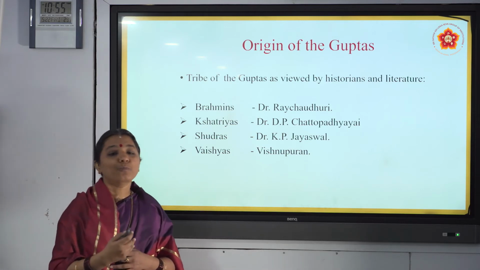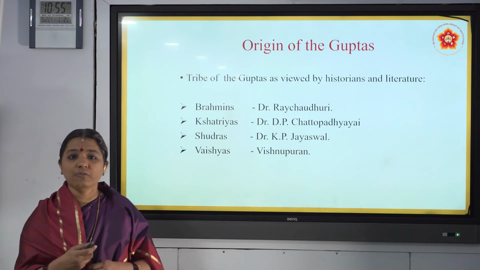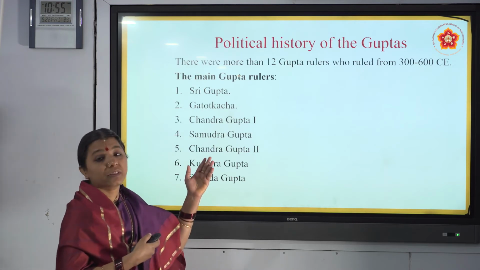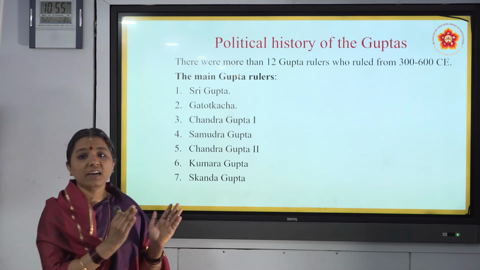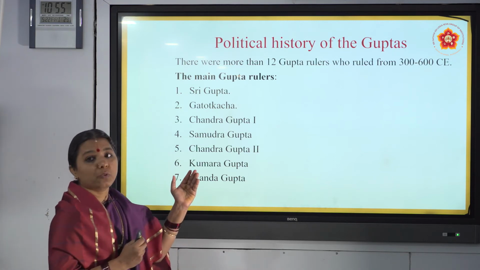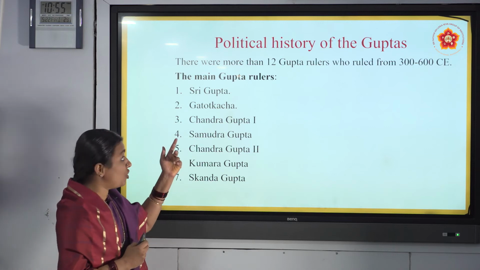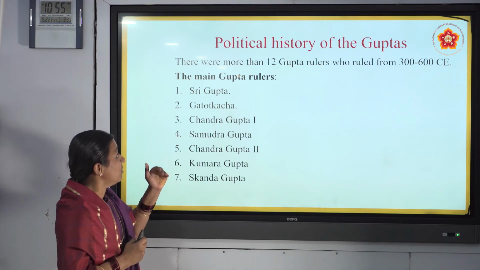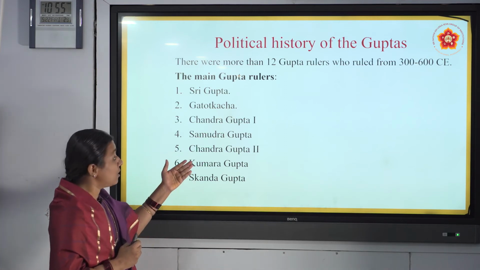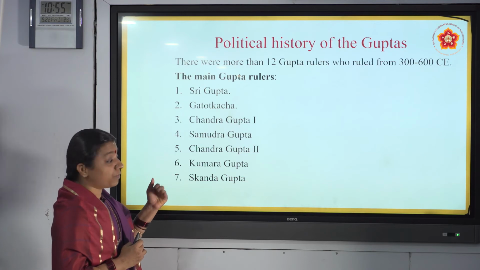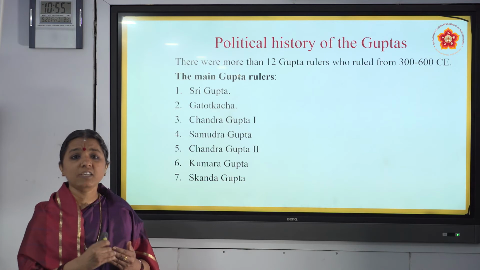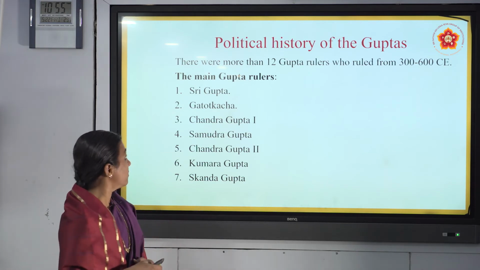Now let us move to the political history of the Guptas. There were 12 Gupta rulers who ruled from 300 to 600 CE. The main Gupta rulers were Sri Gupta, Ghatotkacha, Chandragupta I, Samudragupta, Chandragupta II, Kumaragupta and Skandagupta. Let us go into detail about each of these rulers.